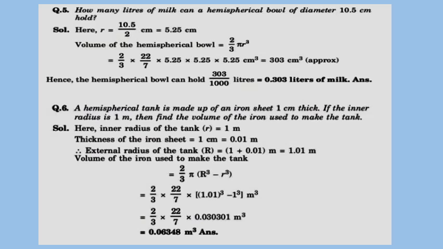So what would be the external radius? External radius is nothing but the inner radius plus thickness. So that gives you 1.01 meter. Now volume of the iron used is equal to volume of the outer tank minus volume of the inner part, which is in the hemispherical shape. So if you subtract these two, you will get the answer as 0.06348 meter cube. So this is the volume of the iron which is used to make the tank.